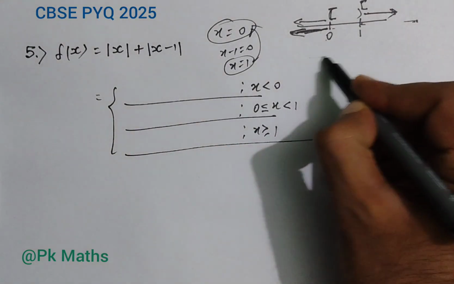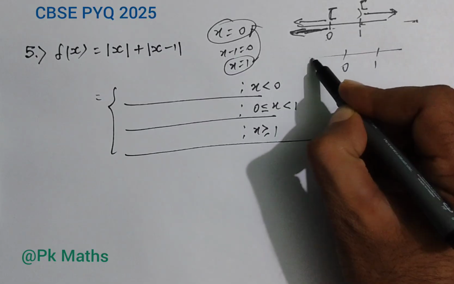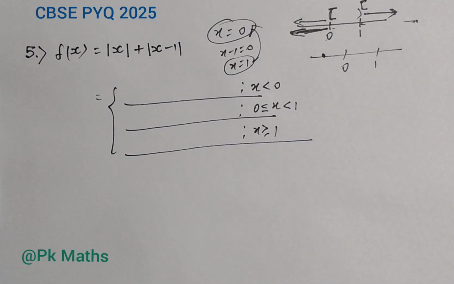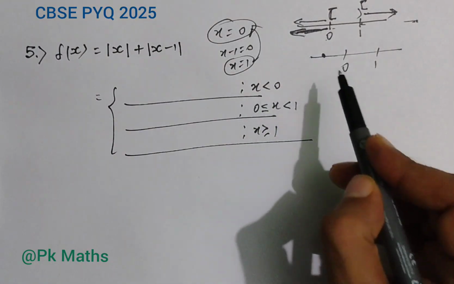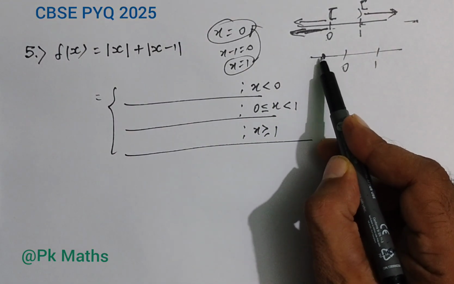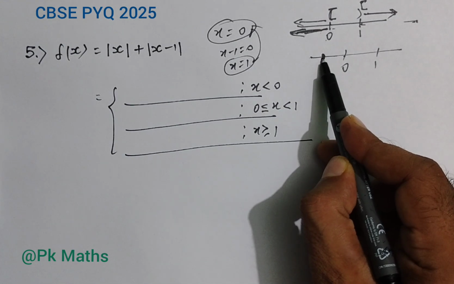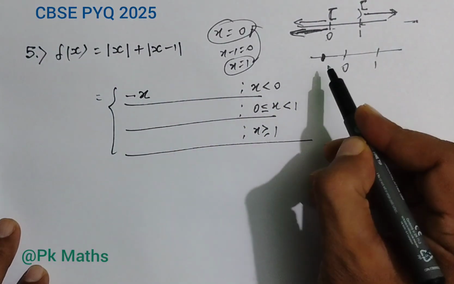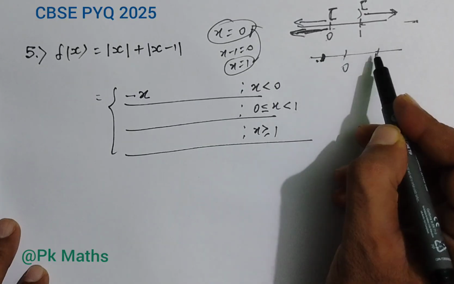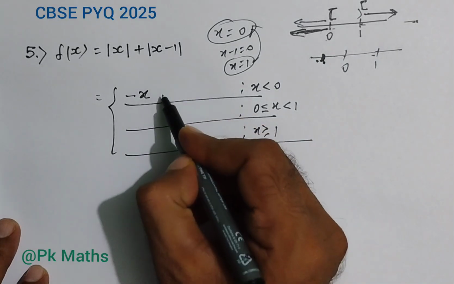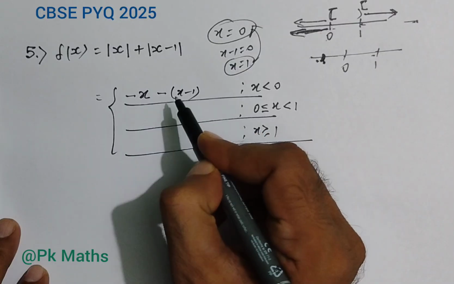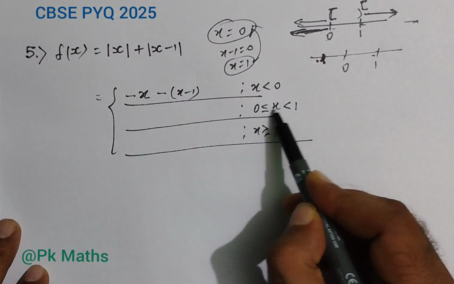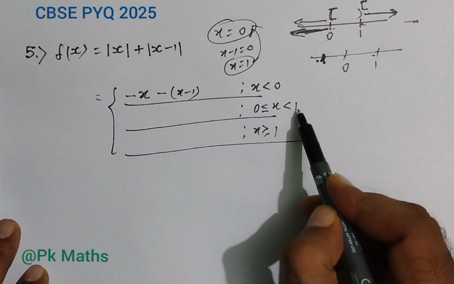So where we are, this is 0 and 1, we want to write the output for x less than 0. Suppose this is 1 point for x less than 0. So with reference to this, the point is left of 0. So in the first case this modulus is negative. Similarly this point is left of 1 as well, so this is also negative. Getting it? In the same way we have to write the output for the second case, 0 to 1.